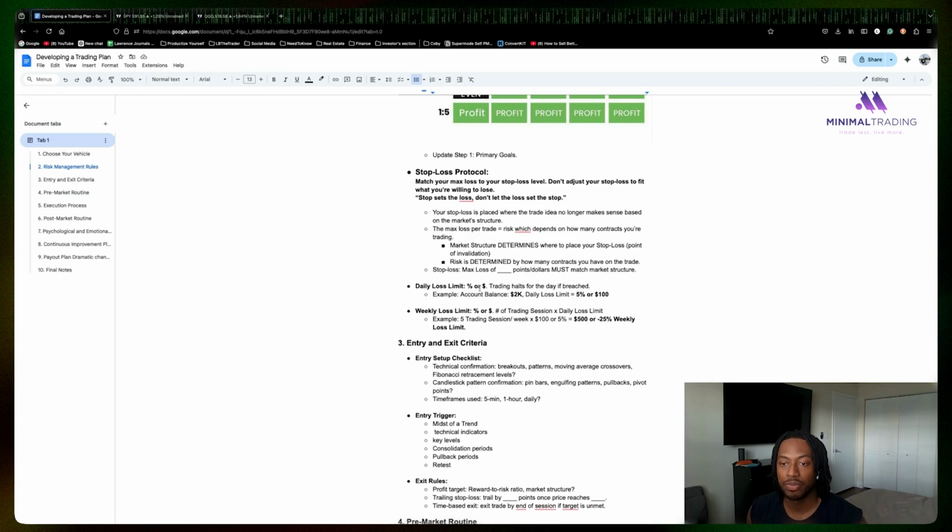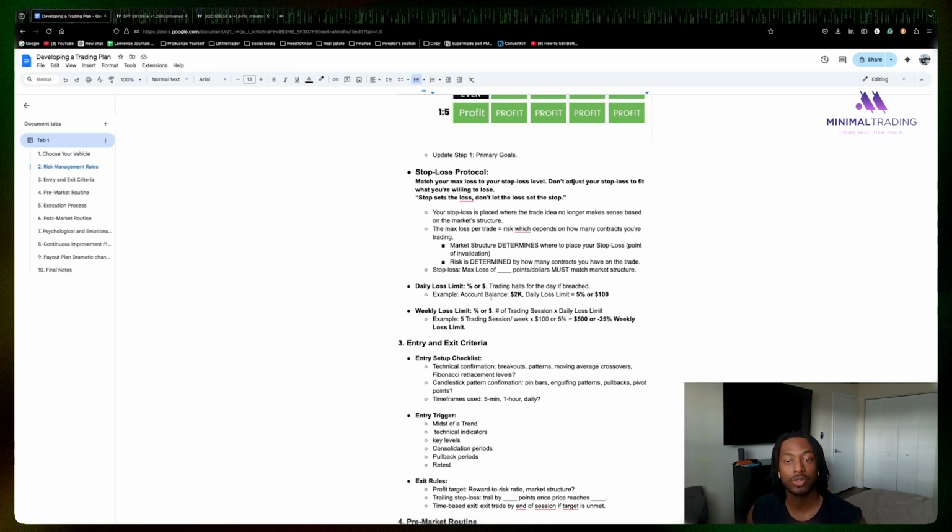Now, the daily loss limit. The daily loss limit can be a percentage or dollars. It's up to you. It's completely subjective and depends on what your emotions can handle, to enable you to stay in a trade without any emotional impulses. The daily loss limit is when trading halts for the day if this is breached.